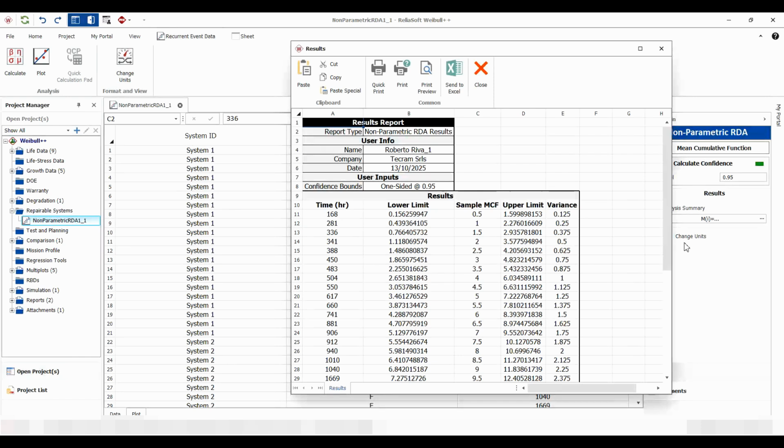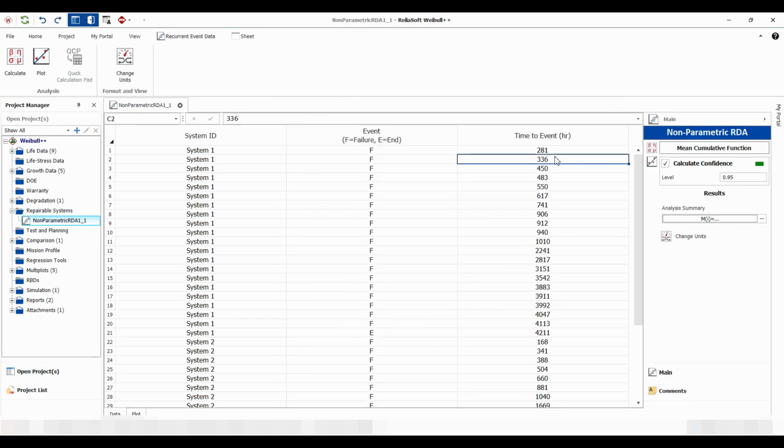We click on these three dots, and the numerical results represent the mean cumulative function. The mean cumulative function, analyzing the two systems, can tell us the mean number of failures that we are expecting after a certain time. For example, after 1,000 hours, I'm expecting about 8.5 failures. We have a lower limit and an upper limit, and also a variance of our data. Because we have multiple systems, we can calculate the confidence band. If we only had one system, we wouldn't be able to calculate it.